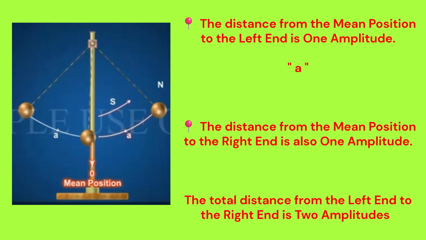The distance from the mean position to the left end is one amplitude. In the figure A, the distance from the mean position to the right end is also one amplitude. The total distance from the left end to the right end is 2 amplitudes.